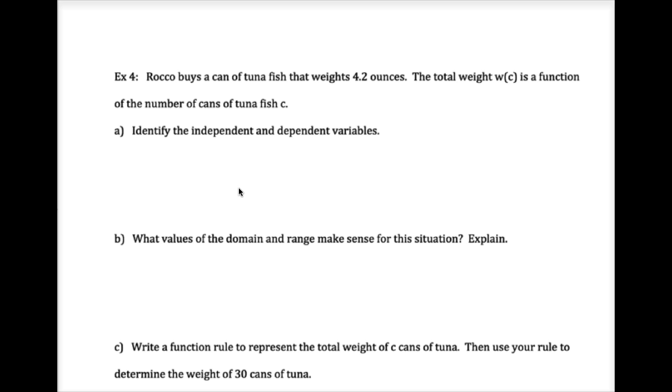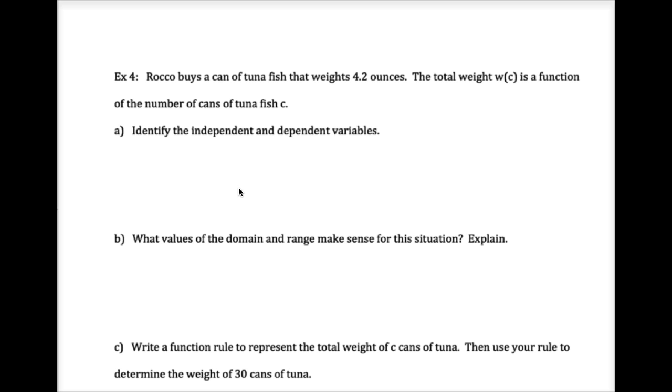Start chapter 4, tuna fish. Go ahead, pedal cow. Rocco buys a can of tuna fish that weighs 4.2 ounces. Total weight, W of C, is a function of the number of cans of tuna fish, C. So the total weight, W of C, is a function of the cans, which we know to be C.